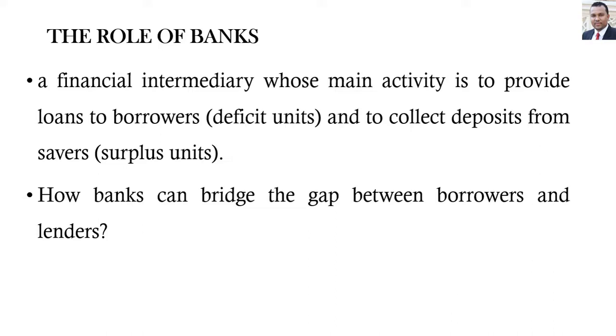Generally, lenders plan to lend their assets for a short period of time and for the highest possible return, or with the highest interest rate. But borrowers demand liabilities or loans that are cheap and for long periods. So in this case, we know that there is a conflict between the goals of deficit units and the goals of surplus units. Banks can bridge this gap or solve this conflict between borrowers and lenders by the following rules.